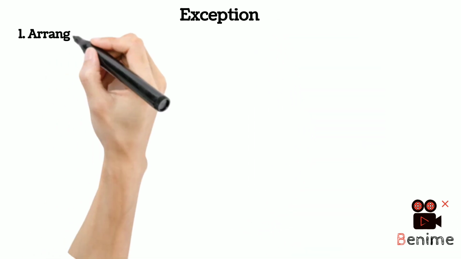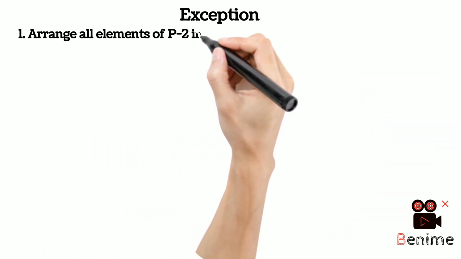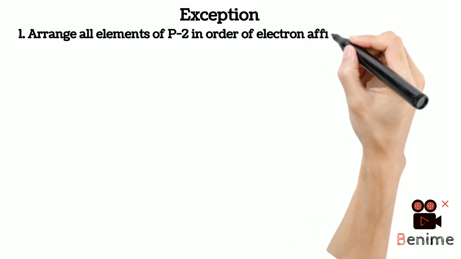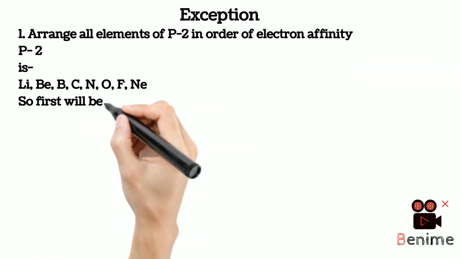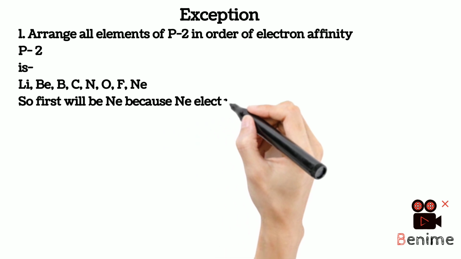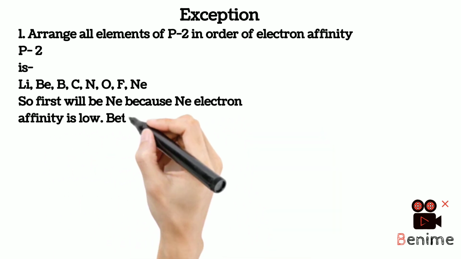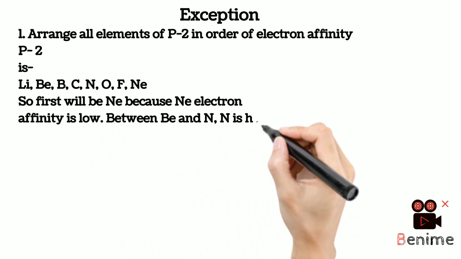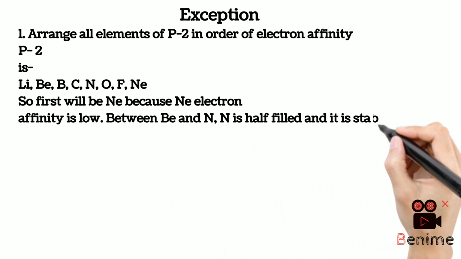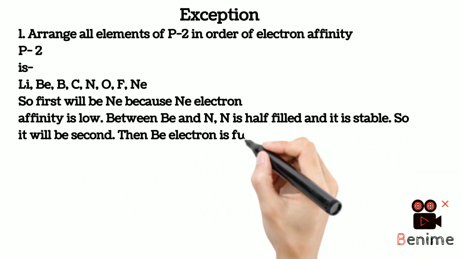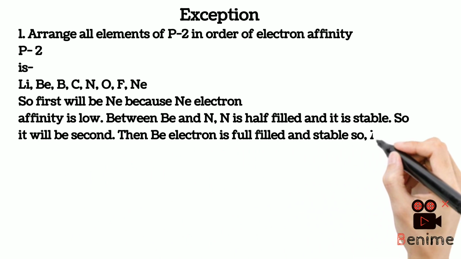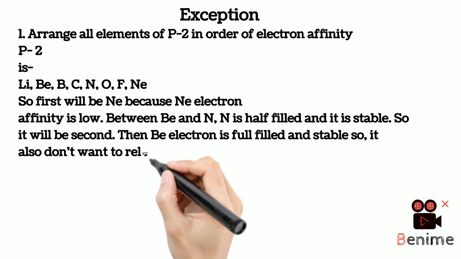Exception 1. Arrange all elements of period 2 in order of electron affinity. Period 2 is lithium, beryllium, boron, carbon, nitrogen, oxygen, fluorine, neon. So first will be neon because neon's electron affinity is low. Between beryllium and nitrogen, nitrogen is half-filled and stable, so it will come second. Then beryllium's electron shell is full-filled and stable, so it also doesn't want to release energy.